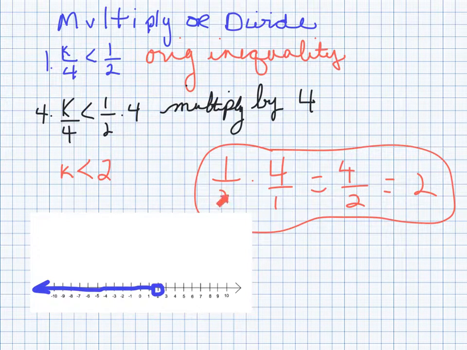And I showed you how I multiplied that in case somebody along the lines doesn't know how to multiply 1/2 times 4. And I did not have an equals sign in my inequality, so it is an open circle, and k is less, so it is all real numbers going to the left.